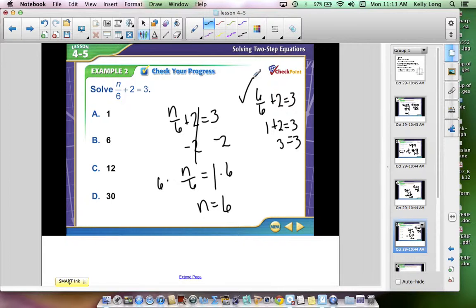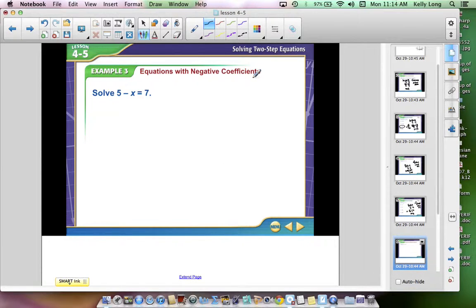Alright, no work, no credit on these. Alright, look at this one. This is a little different. 5 minus x equals 7. I've got to get that x by itself.